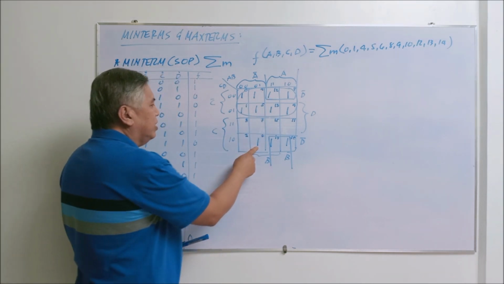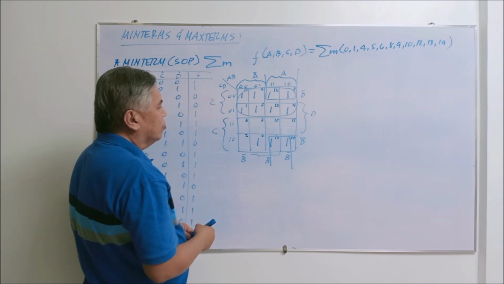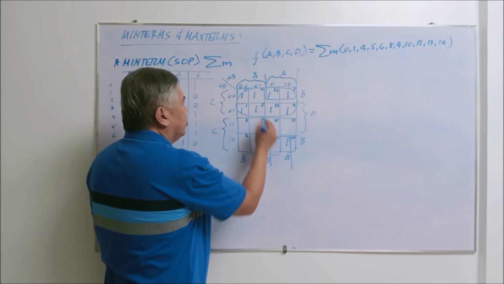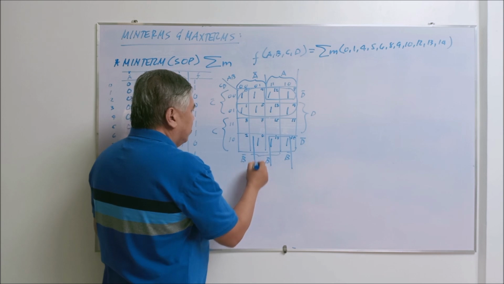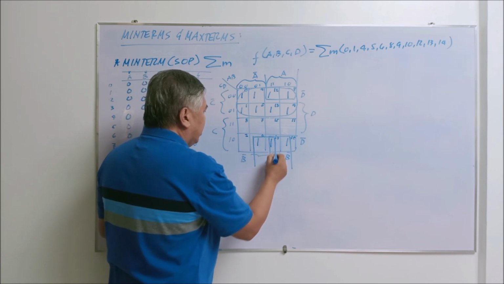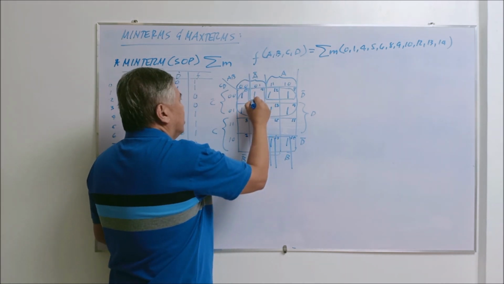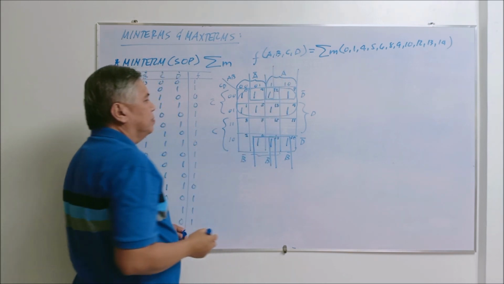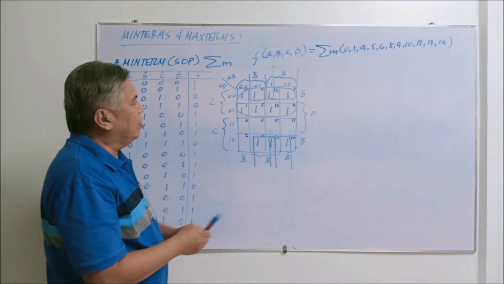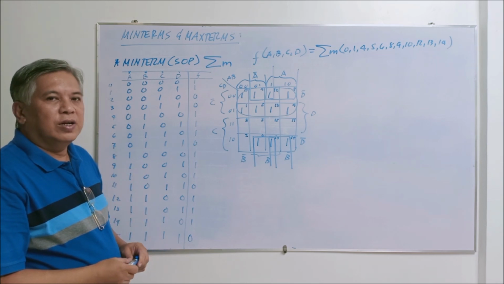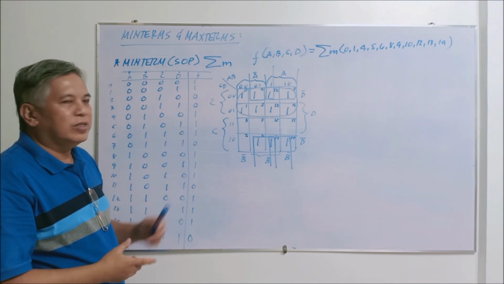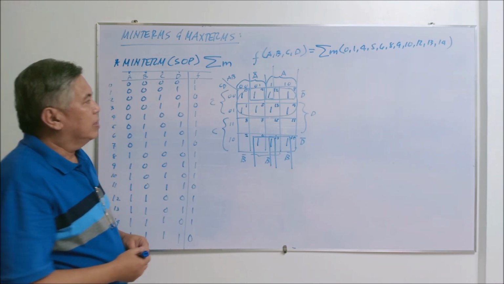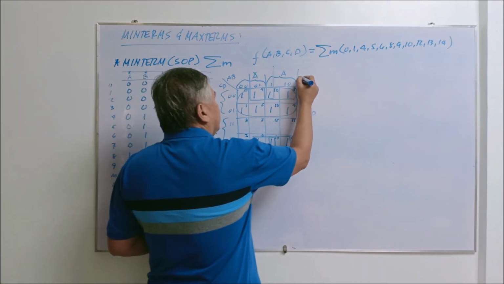So since this cell here is not yet grouped, then we use the other cells to maximize the grouping. So again, we have 4 adjacent cells here. Okay? So since all of the cells are grouped na, then we stop the grouping. Then we determine the equation.